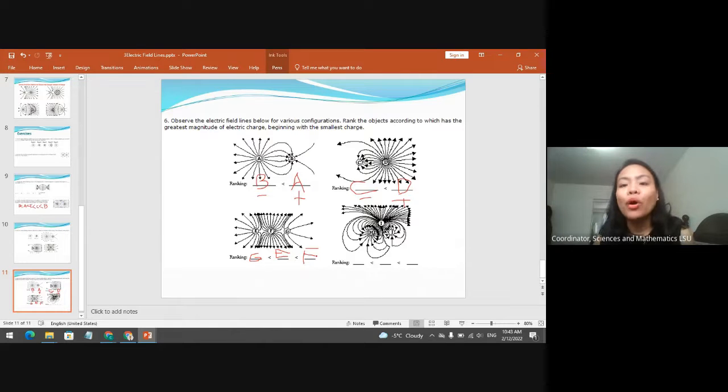Now what will be the charges? For G going away, positive. For E going away also, it is positive. And for F going away, it is also positive.